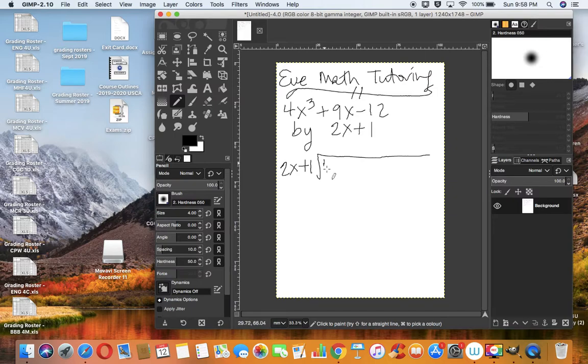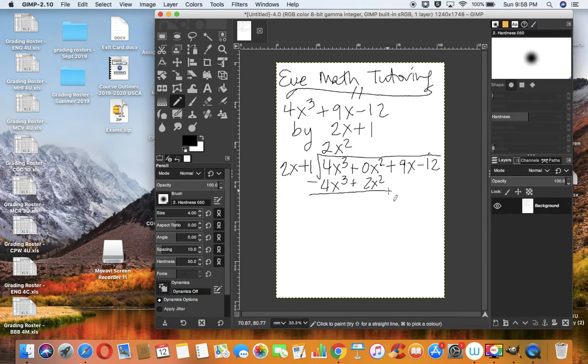And then here I'm going to write 4x cubed plus 0x squared, because I have nothing in my x squared place, so I have to put a placeholder, plus 9x minus 12. So then I think about how many times does 2x go into 4x cubed? Well, it goes in 2x squared, because 2x squared times 2x is 4x cubed. So this times this is going to give me this. And then I multiply 2x squared by 1 to get 2x squared.